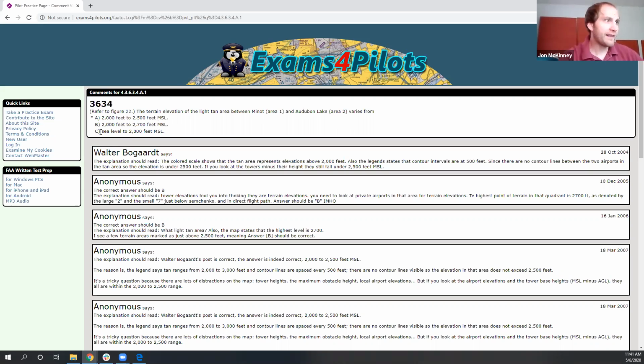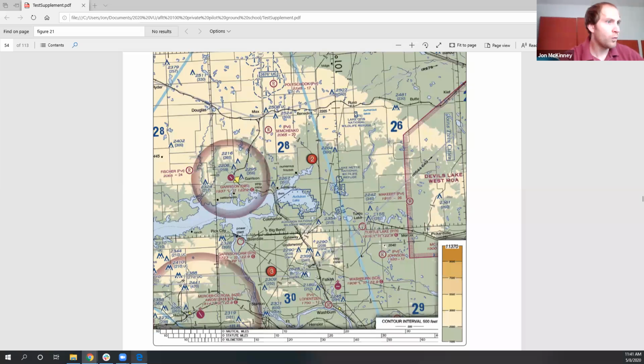So, I think the answer choice C of sea level to 2,000 is not correct, because we can see that sea level to 1,000 is not even an option on this sectional excerpt. 1,000 to 2,000 is like a darker green, and we're in the light tan area, which looks to be between 2,000 and 3,000.